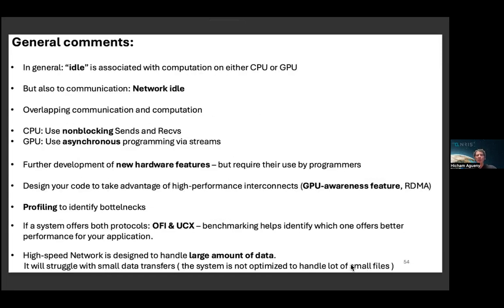So some general comments here. In general, we associate the word idle with computation on either CPU or GPU, but idle can also be associated with the network. So to take advantage of the fast network, it would be good to overlap communication and computation. For instance, on the CPU, when using MPI, it's good to use non-blocking communication, and on the GPU, asynchronous programming via streams.